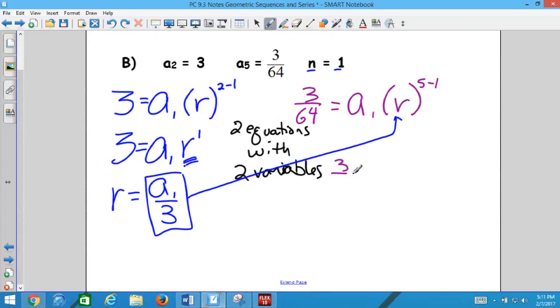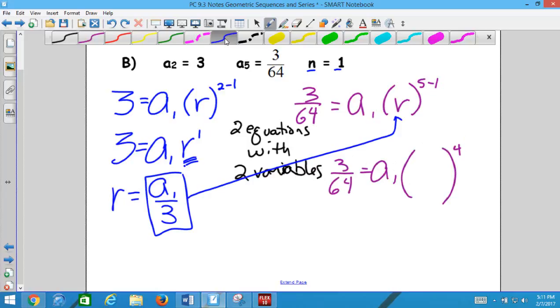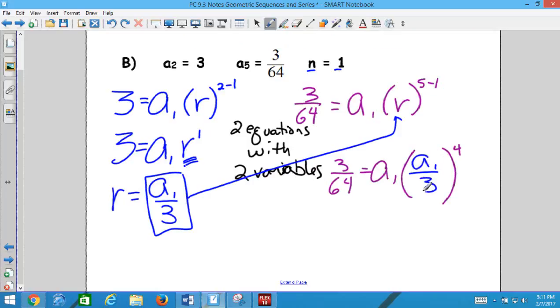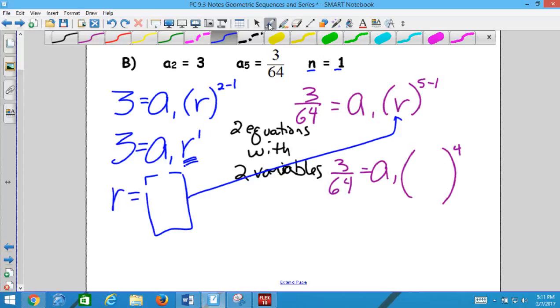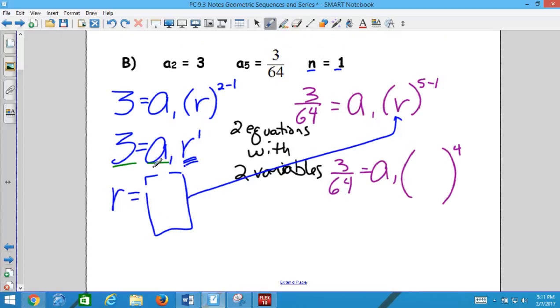So I'm going to have 3 over 64 equals a sub 1 multiplied by a sub 1 over 3. Oh. Okay, I made a big mistake. Just kidding. Because I didn't show my work. I really am dividing both sides by a sub 1, so this should be 3 over a sub 1. Same thing, putting it over here.